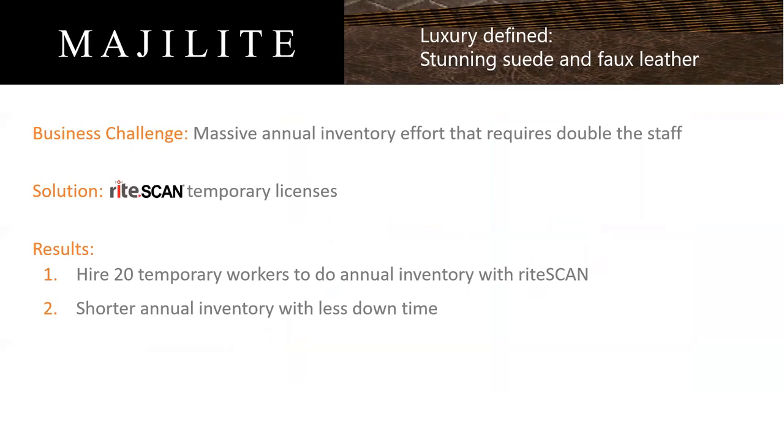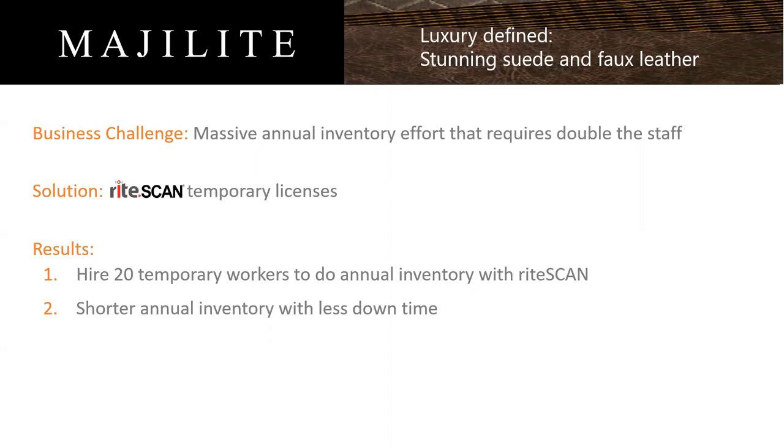Magilite employs roughly 140 people and operates in a 165,000 square foot manufacturing facility. The business challenge they faced is that each year Magilite does a massive annual inventory that requires double the staff to conduct, and it takes them a considerable amount of time and effort. One of the benefits they found with RightScan was that it was so easy to use, they could train temporary employees in less than 30 minutes.